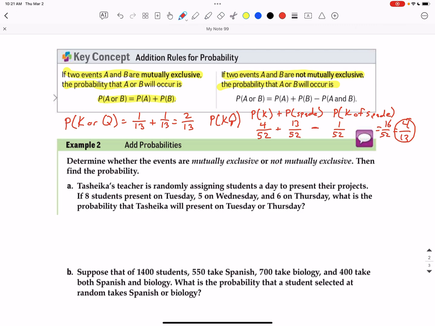So if they are mutually exclusive, you just add the individual probabilities. If they are not mutually exclusive, you'll have to add the individuals, but then subtract the probability that both occur at the same time.